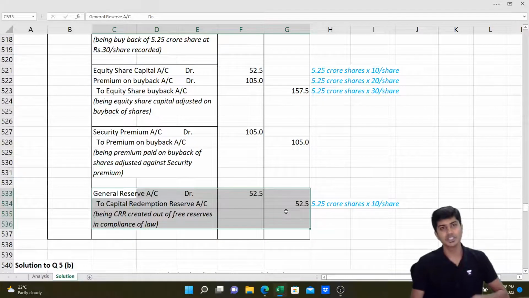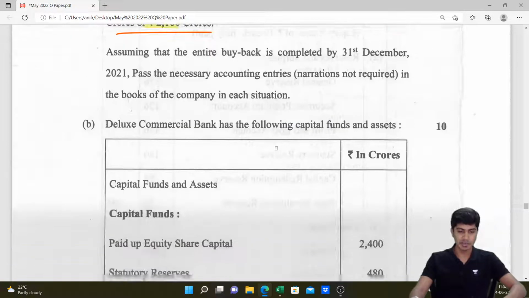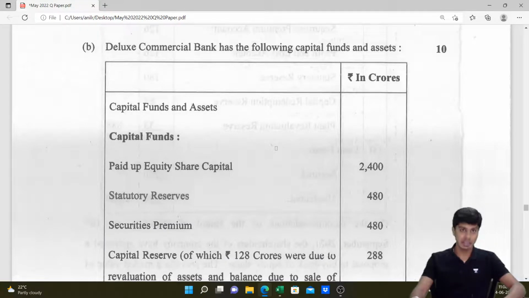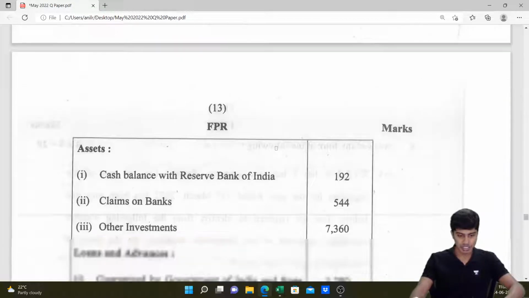Fantastic. That's the solution to question number 5A. Let's now go to question 5B. What is 5B? This is with regard to banking companies. Deluxe Commercial Bank has the following capital funds and assets. This is a question on computation of capital adequacy ratio.